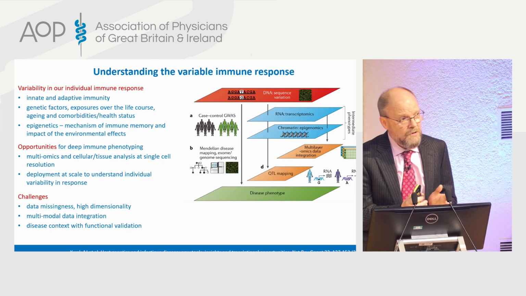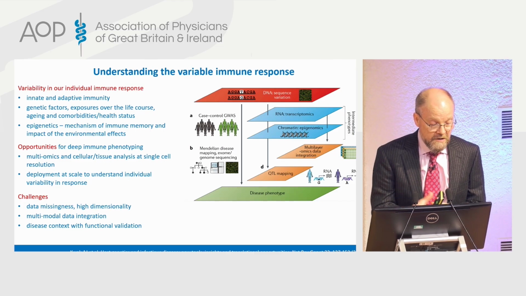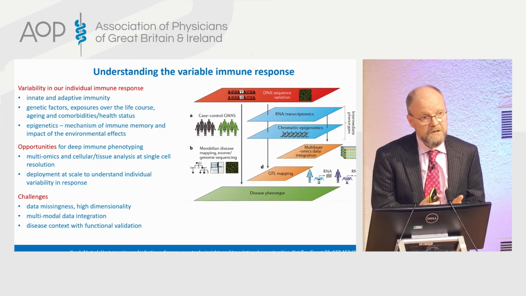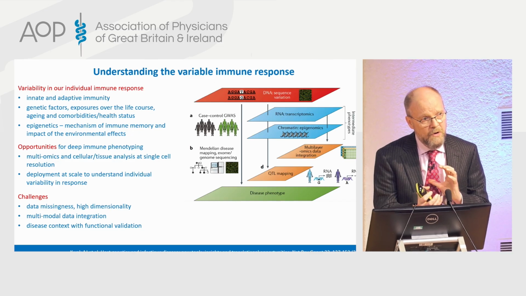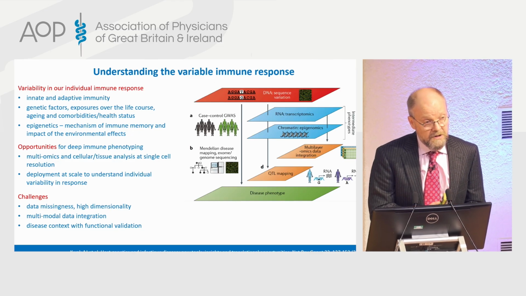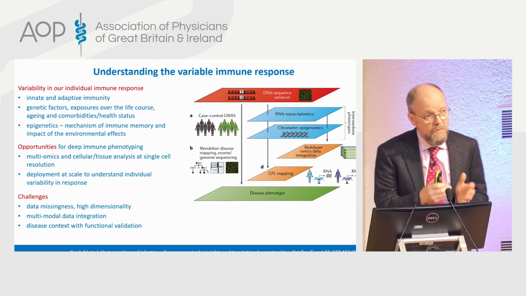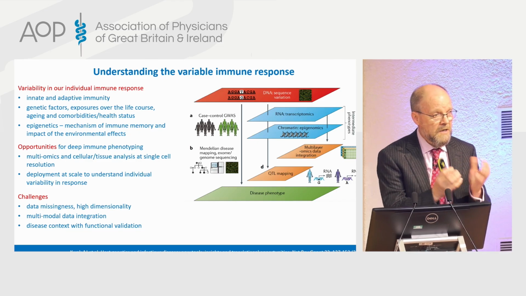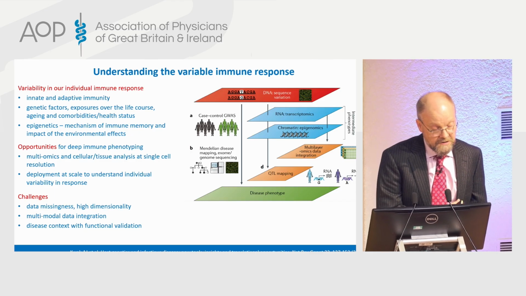If we think about the immune response, that is very variable within us all, including both innate and adaptive immunity, and our particular response will be influenced by a whole variety of things, including genetic factors, but also our exposures over the life course, the effects of aging, the effects of comorbidities. And I think increasingly there's a recognition that epigenetics plays a very important part in this memory, both in terms of innate and adaptive immunity, and mediating the interaction with the environment. So multi-omics continues to grow in terms of what we can do. We can look at single cell resolution, we can look spatially within tissues, and although it remains expensive, it's increasingly the opportunity to deploy this at scale.